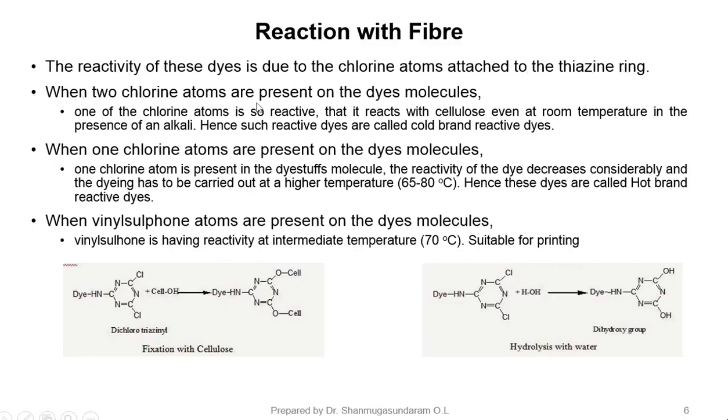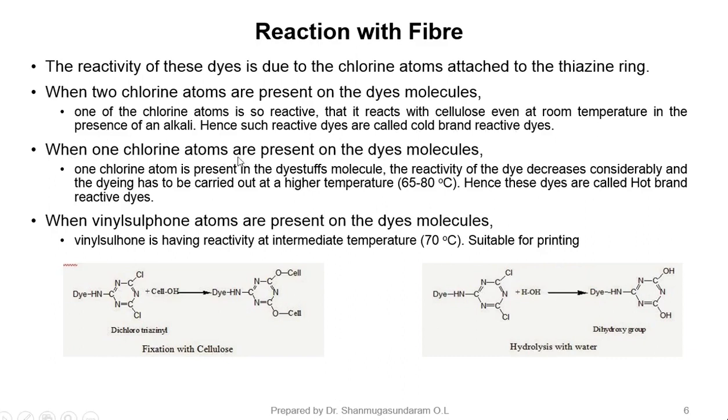When two chlorine atoms are present on the dye molecule, one of the chlorine atoms is so reactive that it reacts with the cellulose even at room temperature in the presence of an alkali. Hence, such reactive dyes are called cold brand reactive dyes. This was already discussed in the previous slides.